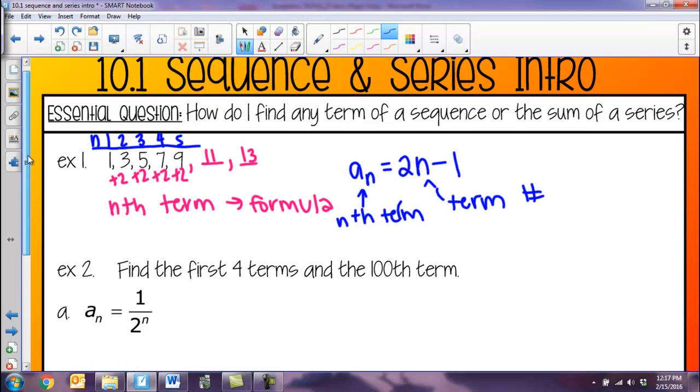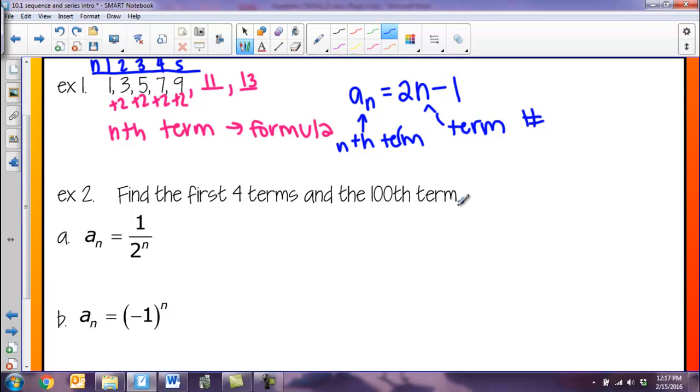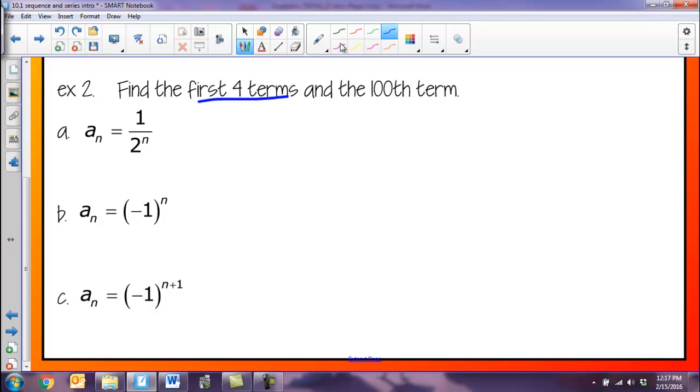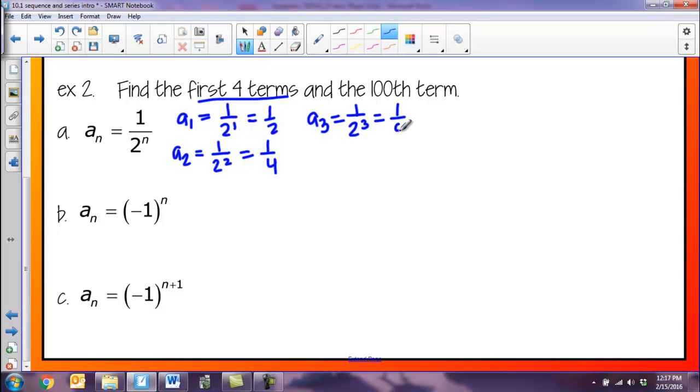Here are some examples of sequences that they could give you. It says find the first 4 terms and the 100th term of these. The easiest thing to do when you're finding the first 4 terms is just plug it in. So a sub 1, I'm going to replace whatever I see with an n and put a 1 in. So I have 1 over 2 to the 1, which is just 1/2. Then I do that for a sub 2. Wherever I see an n in the formula, I'm going to replace it with a 2. So I get 1 over 4. Same thing with 3, and you see it's following a pattern. And then a sub 4 is 1 over 16.